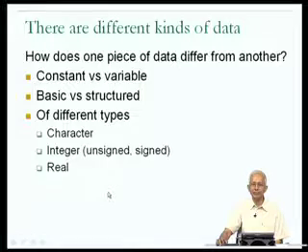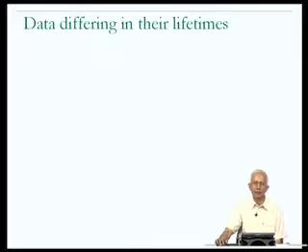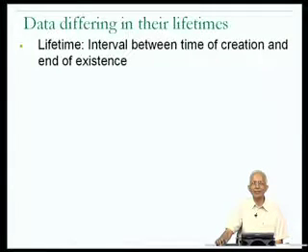But I'm going to spend a little bit of time talking about another way in which data can differ, and that is that the different pieces of data in your program could differ from each other in terms of their lifetime. What I mean by lifetime is very much what you probably understood by the word. The lifetime of a human being is the time between the birth and the death of the human being. In other words, the time interval between the time of creation and the end of existence. We'll use the same meaning for the word as far as data is concerned. So the lifetime of a piece of data is the interval between the time of its creation and the end of its existence.